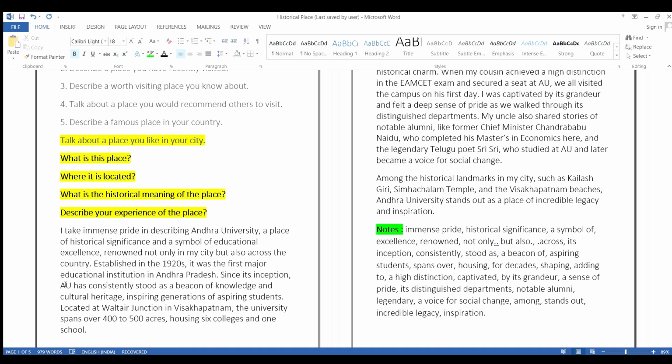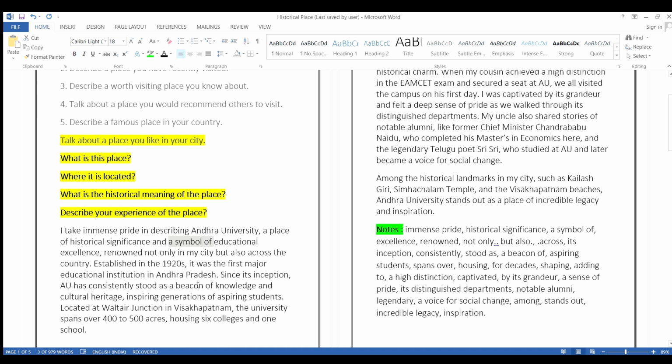Right. So moving on. Since its inception, Andhra University, that is in short form AU, has consistently stood. Consistently, again a good word, so hope my students are making a note of it. This is the word for continuously. So it is consistently stood as, because it is the past tense, we have to use the past tense word, which is stood. Stood as a beacon of. That means a reflection of, a lighthouse of. Again, a good phrase to remember, like we had used the word a symbol of.